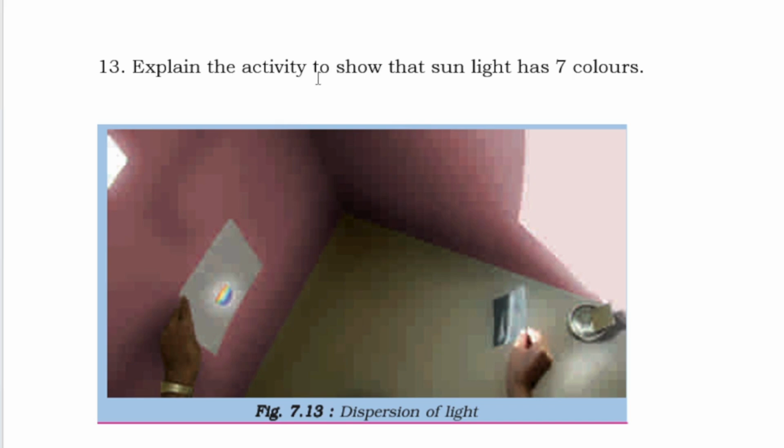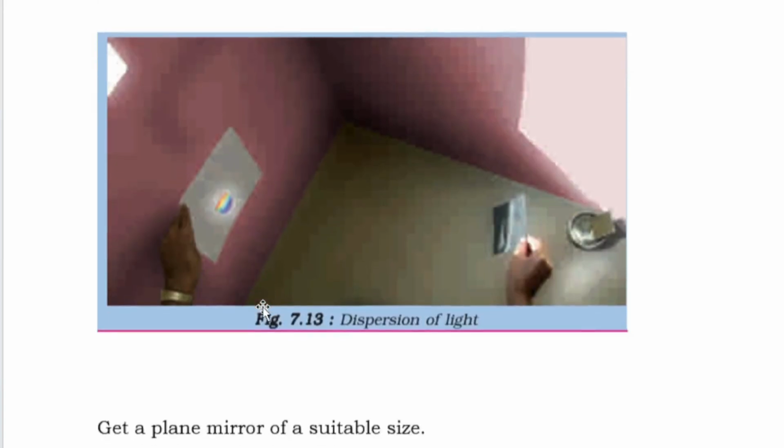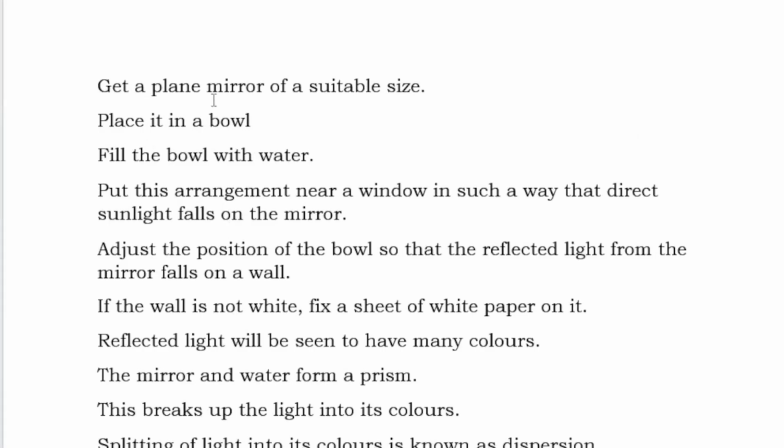Thirteenth question. Explain the activity to show that sunlight has 7 colors. So observe the picture. This is a bowl with water and this is a plane mirror. And this is a screen. Get a plane mirror of suitable size, place it in a bowl, fill the bowl with water. Put this arrangement near a window in such a way that the direct sunlight falls on the mirror.